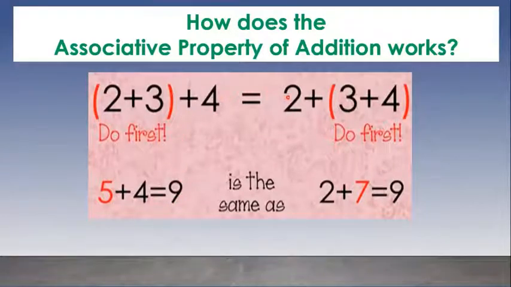Now let's go over the other side. We have 2 plus parentheses 3 plus 4. If you notice, 3 plus 4 is what is inside the parentheses, so we do that first. 3 plus 4 gives us 7. Then we bring down the 2 plus, and 2 plus 7 equals 9. So we notice over here gives us 9, and over here gives us 9. So, boys and girls, we get the same answer. And that is because we had different groupings.